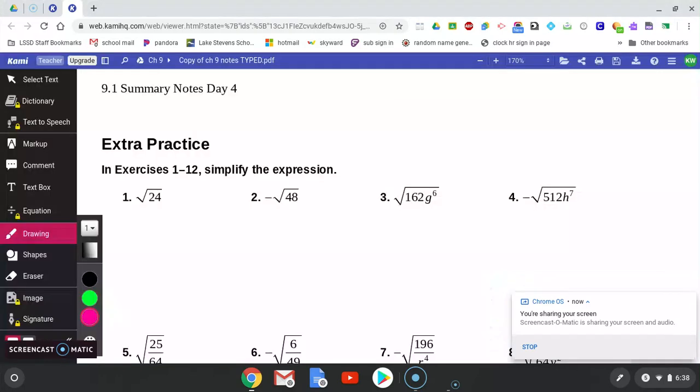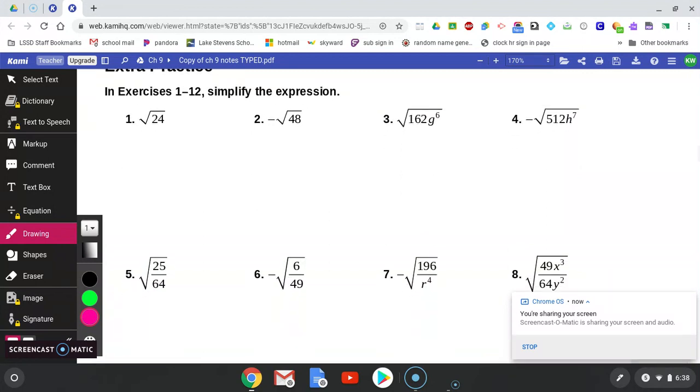All right, so today we're looking at all of 9.1, making sure that you've got it. So, number 1, square root of 24. For each of these, I encourage you to try them first, pause the video, and then check and see how you did after you finish them.